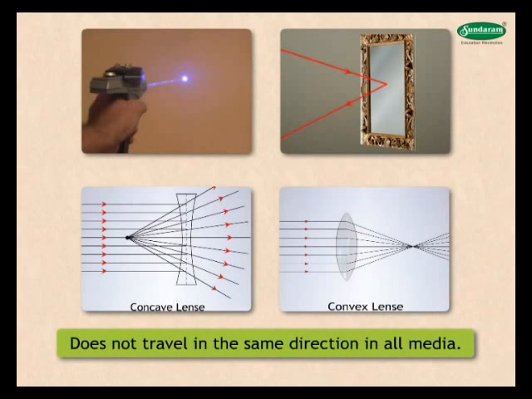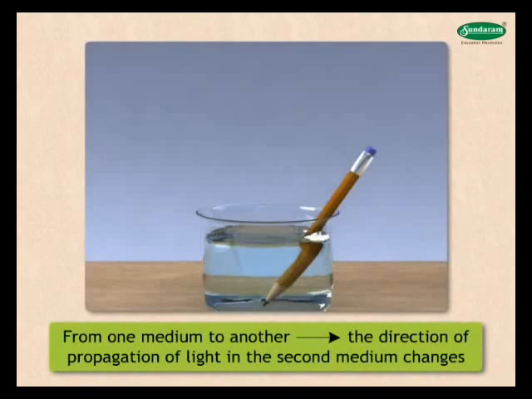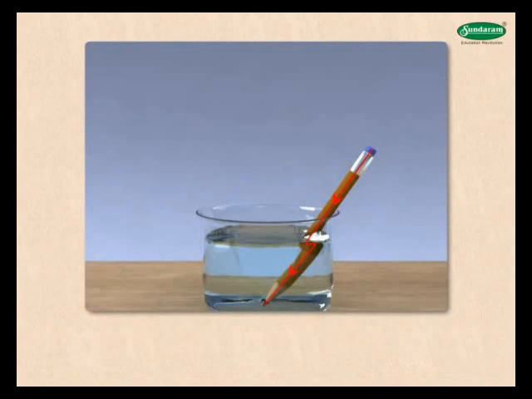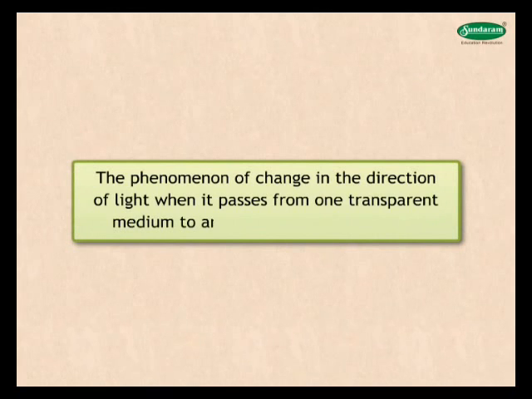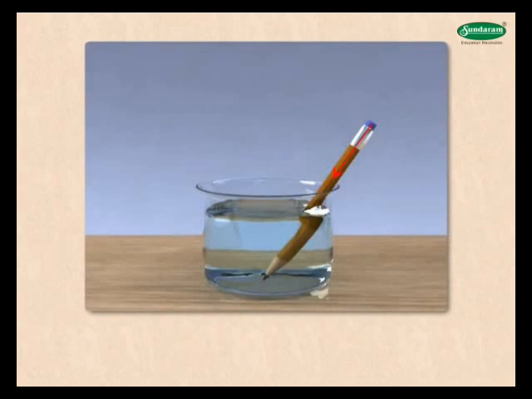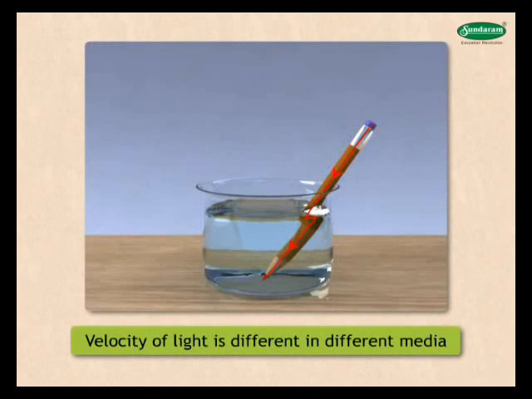Light travels along a straight line path in a transparent medium, but it does not travel in the same direction in all media. When it travels from one medium to another obliquely, the direction of propagation of light in the second medium changes. It is the phenomenon of refraction. The phenomenon of change in the direction of light when it passes from one transparent medium to another is called refraction. The direction of light rays changes when it enters from one medium to another, as the velocity of light is different in different media.